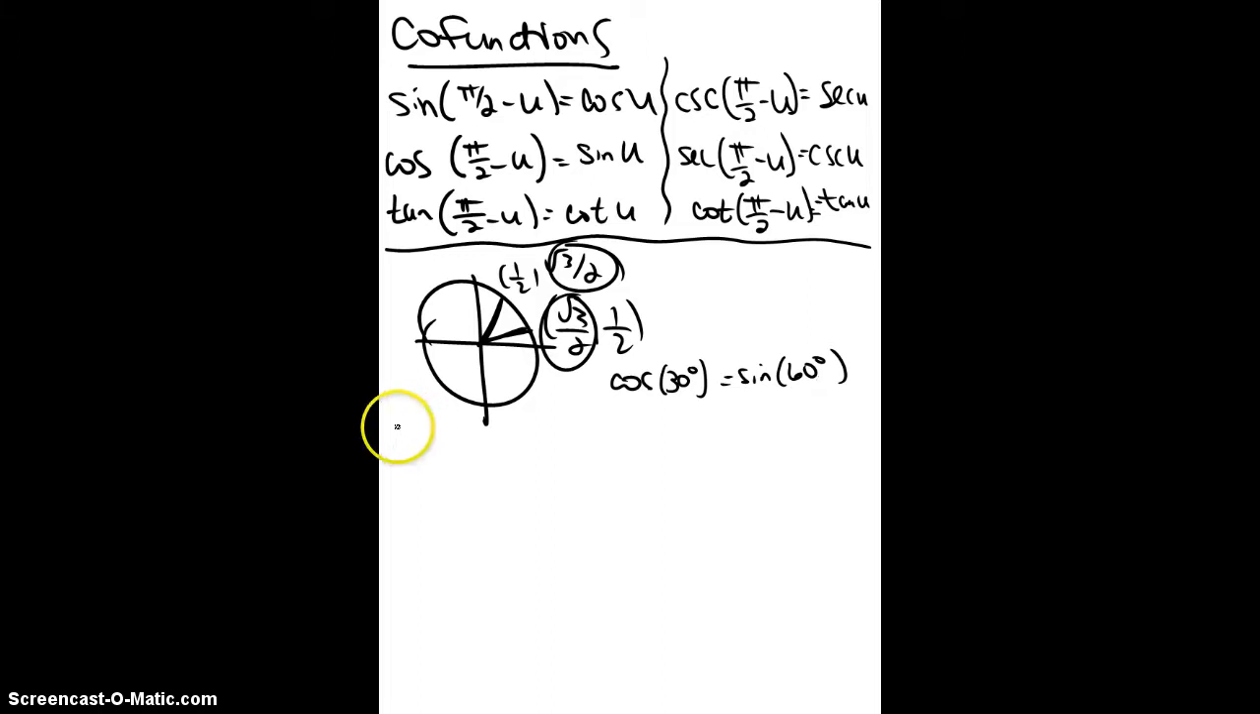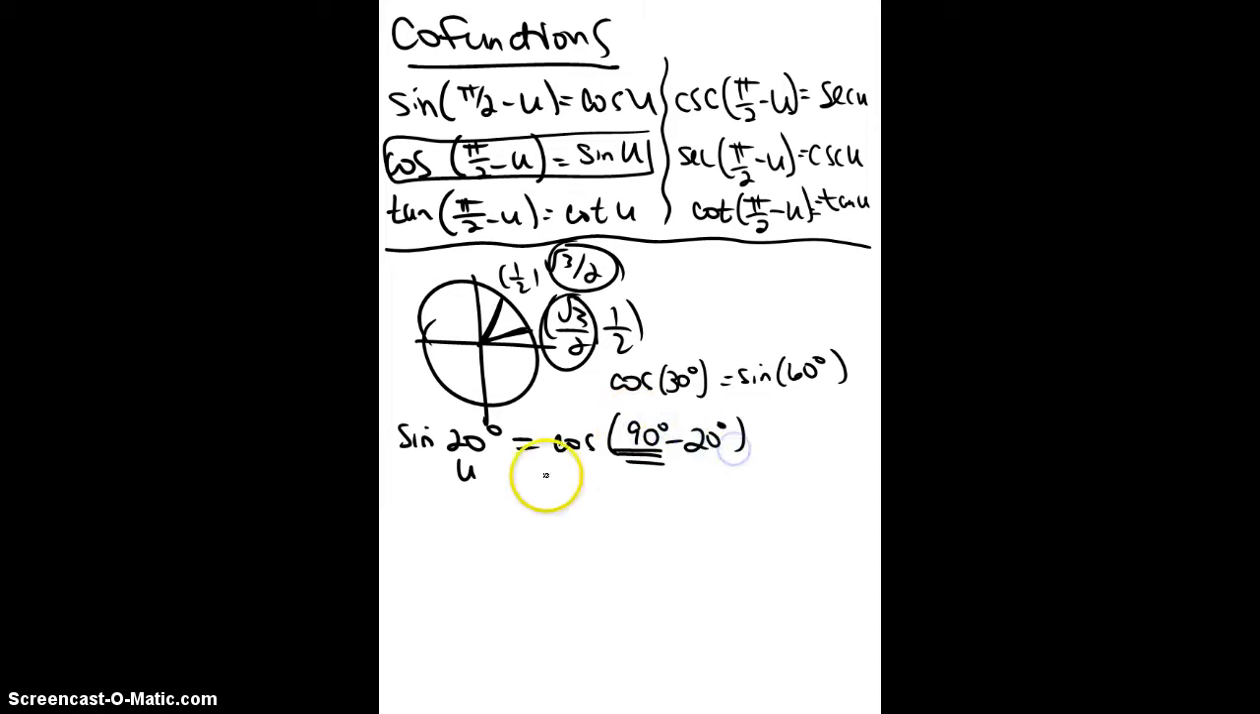All right, so say I gave you sine of 20 degrees, and I really wanted you to figure out what that would be in terms of cosine. So kind of a fill in the blank, so to speak. If you look, you're going to use this formula right here. u would be your 20 degrees. So then over here, you would have pi over 2, which is 90 degrees in terms of degrees, minus that u. Right, and so I would just do a little subtraction. And so this is the cofunction.